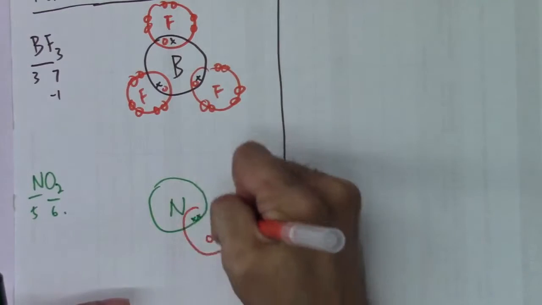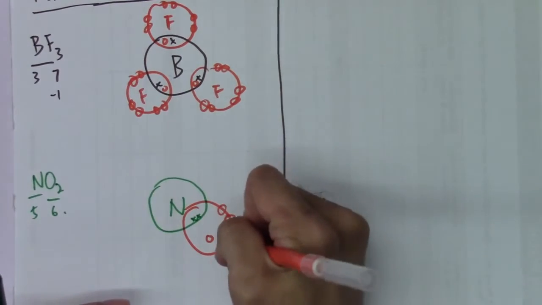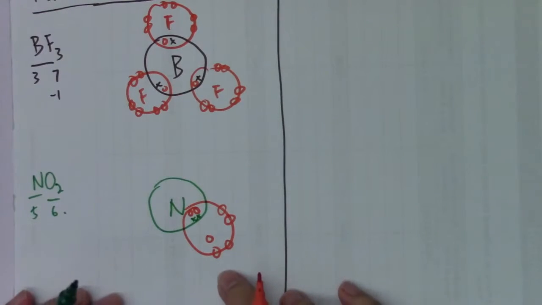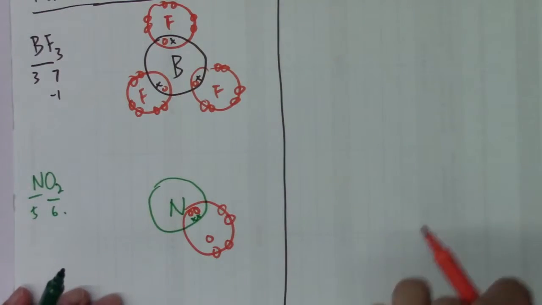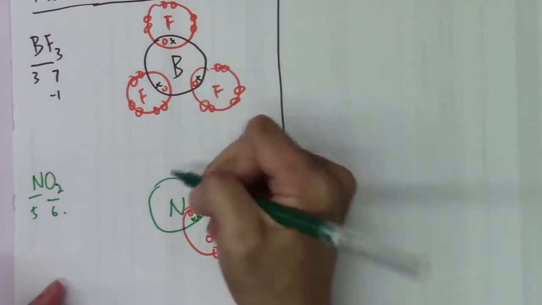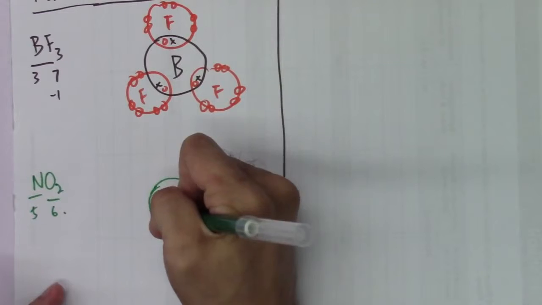So for oxygen, we share 1, 2, 3, 4, 5, 6. So this oxygen is now octet. 1, 2, 3, 4, 5, 6, 7, 8. 8 electrons, so it's octet. And the other 3 electrons from nitrogen will be rather interesting.